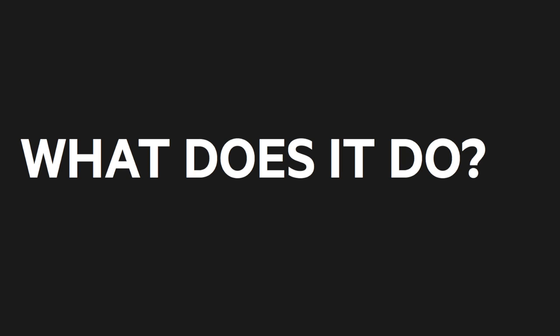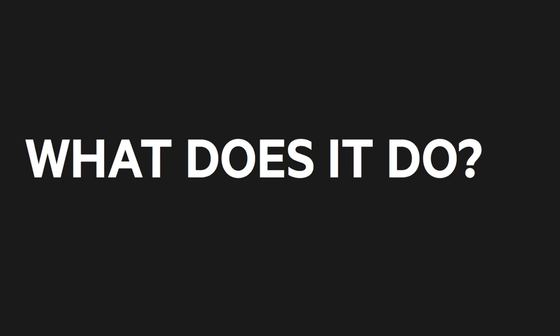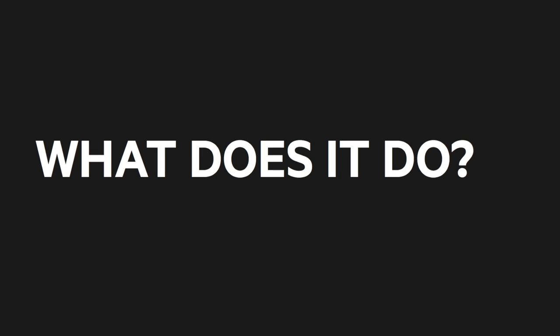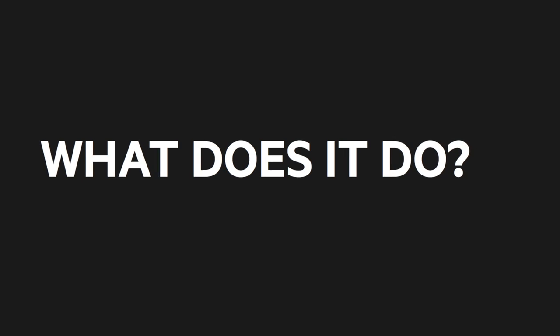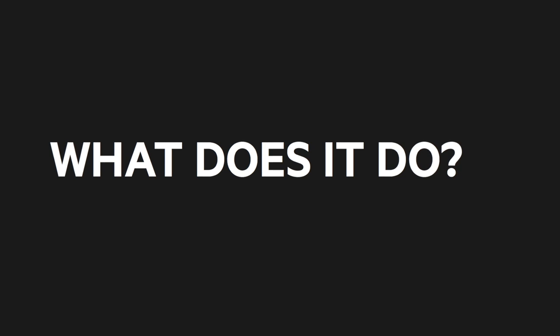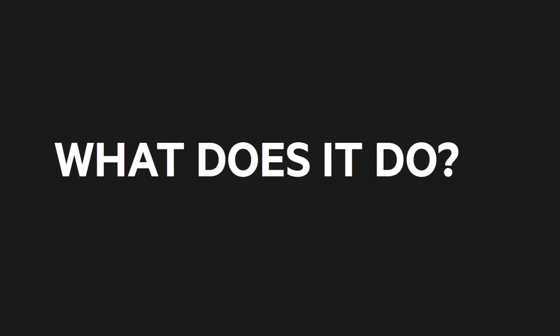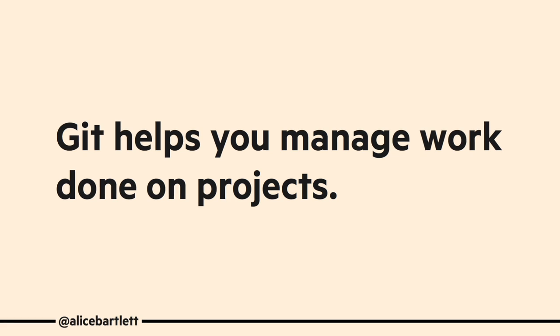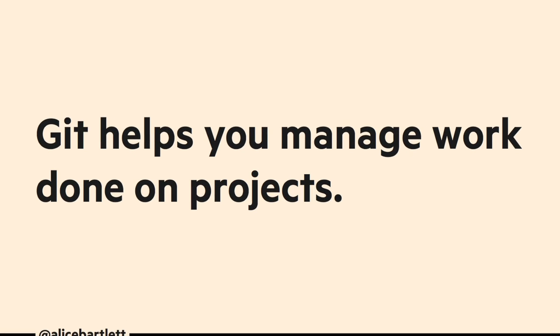To kick us off, Git is an application that runs on your computer, like a web browser or word processor. I think that's such a plain language explanation of what Git is, but it's kind of hard to find that level of basicness. But that's all it is. It's just some software, an application that runs on your computer. The next important question is obviously what it does. Broadly, Git helps you manage work done on projects.